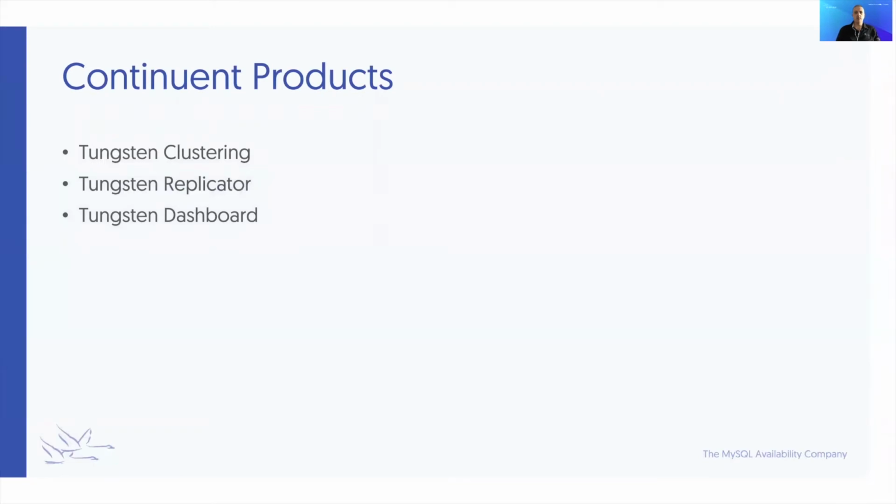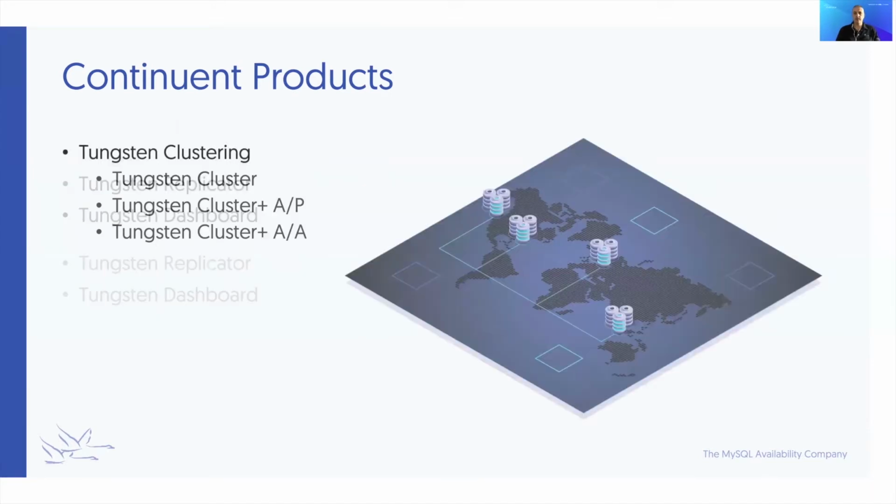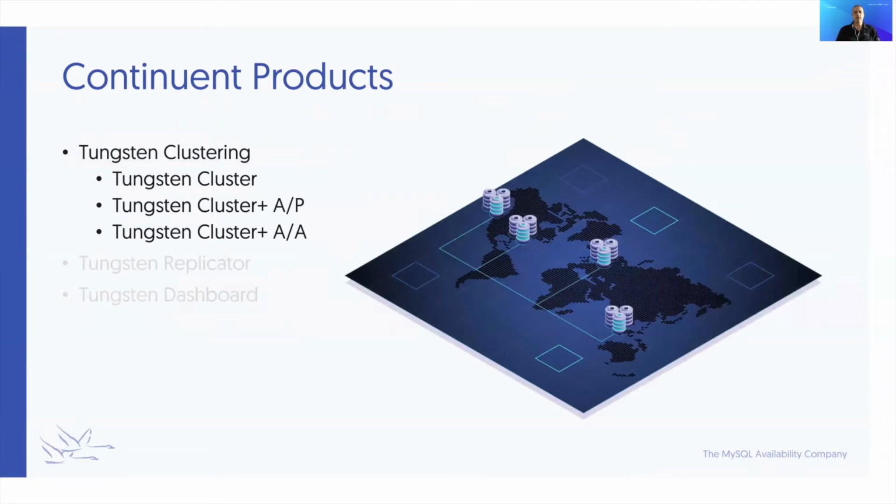So first of all, we have three main products. As you're aware, we have Tungsten Clustering, we have Tungsten Replicator, and we have Tungsten Dashboard. So let's talk clustering first. So Tungsten Clustering, it's the only fully integrated, fully tested MySQL HA, DR, and geo clustering solution.